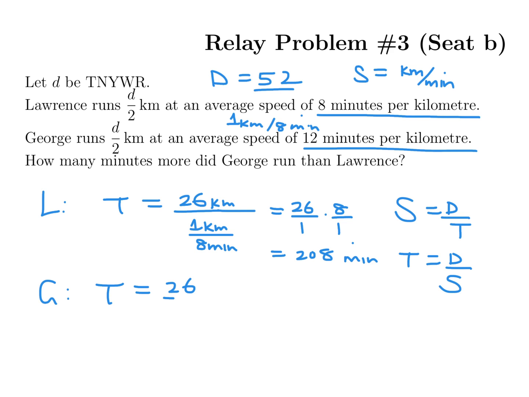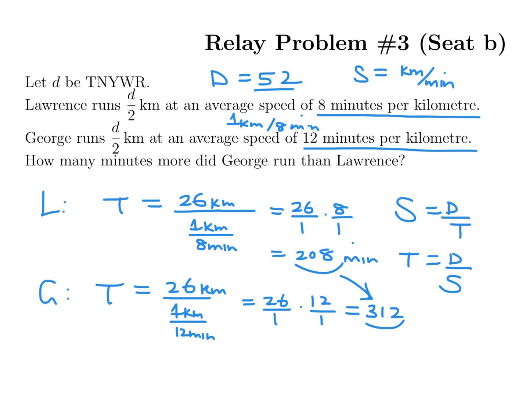For George, same kind of story. He's also 26, but his speed is a little bit different. It's 1 kilometer for 12 minutes. And when you invert and multiply that, you get 26 over 1 times 12 over 1, and that would be 312. So then you're comparing this with this, and George, therefore, would be 104 minutes, the amount of minutes that George runs longer than Lawrence.